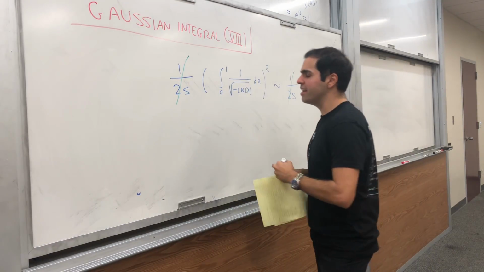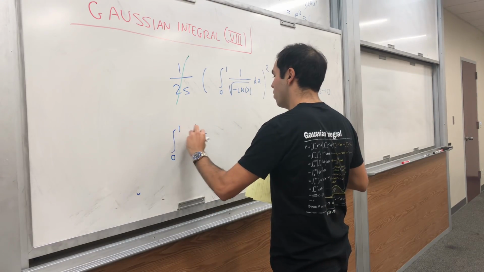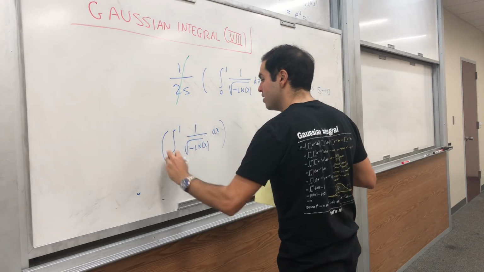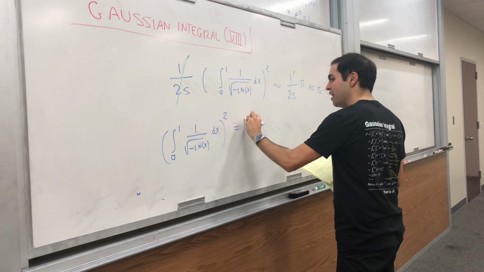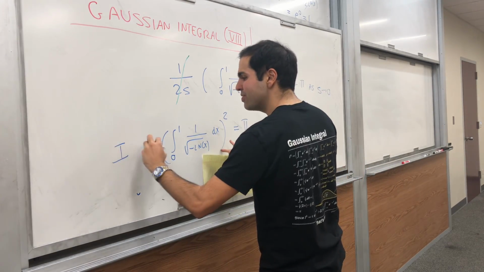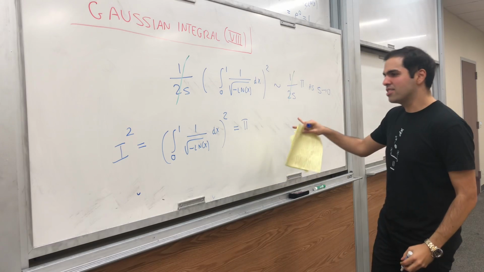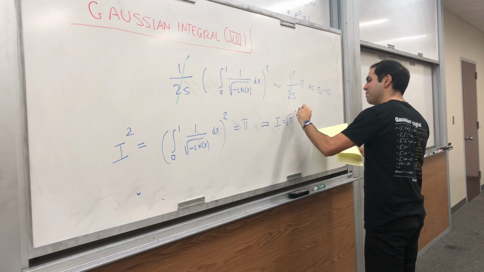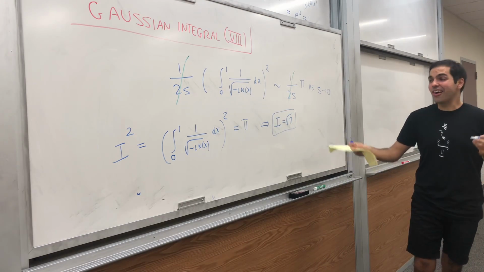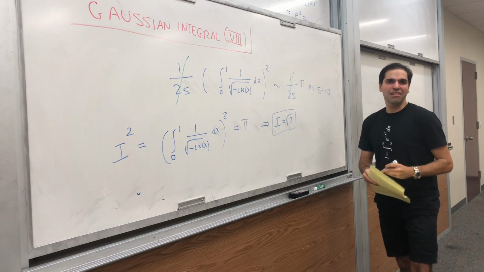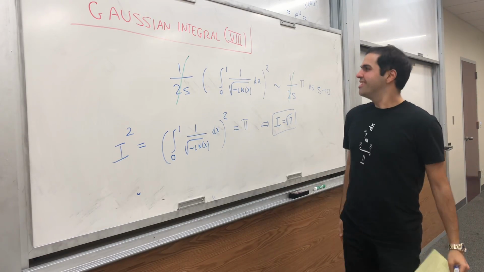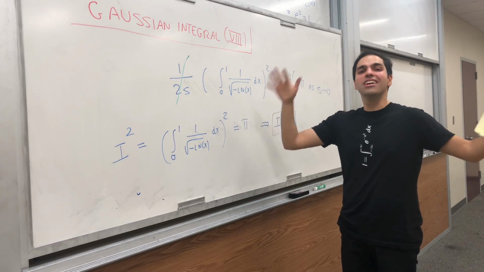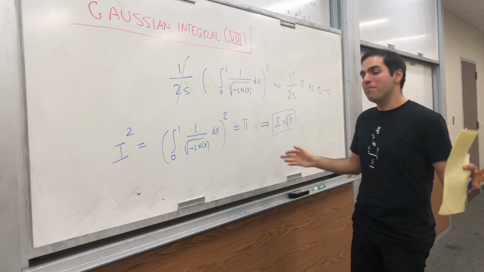And therefore, what do we get? The integral from 0 to 1 of 1 over the square root of minus ln of x dx, squared, is actually equal to pi. And remember, this was an integral we really cared about. So I squared equals pi, and therefore I equals the square root of pi. So in other words, our Gaussian integral, again, is equal to the square root of pi. So how weird is that? I have no idea why this was the obvious way of coming up with this formula.